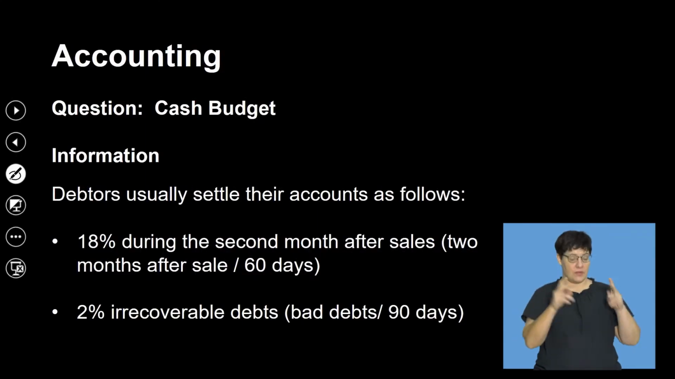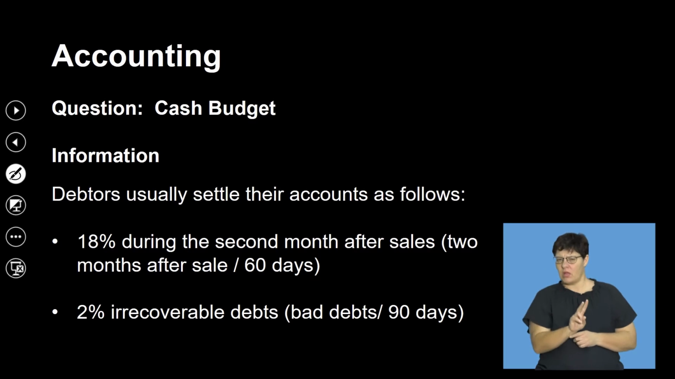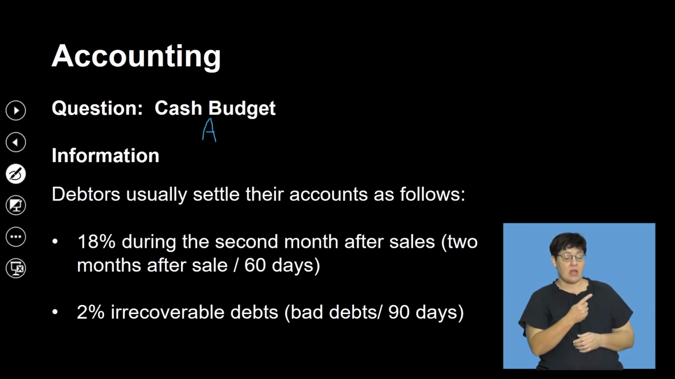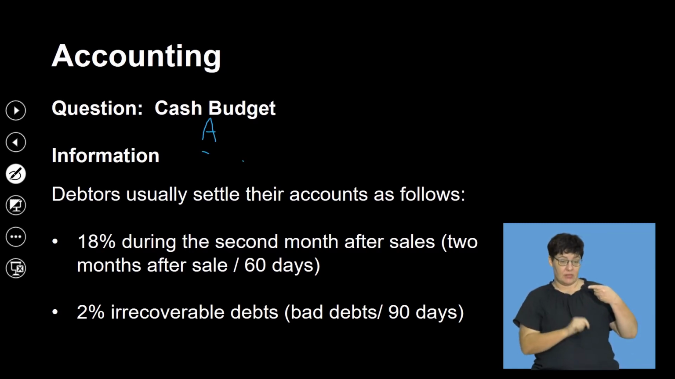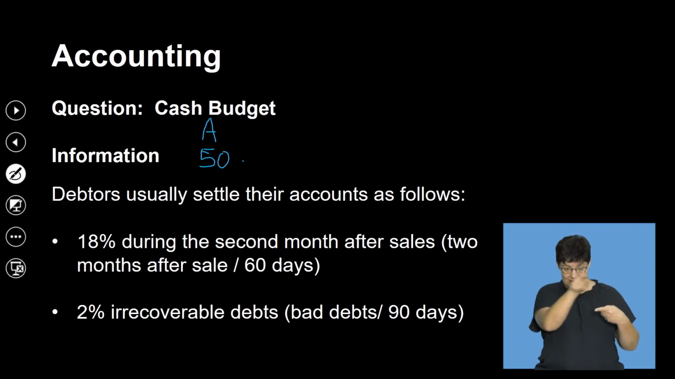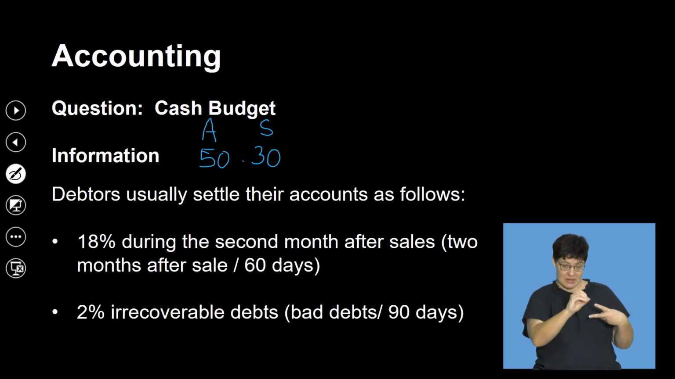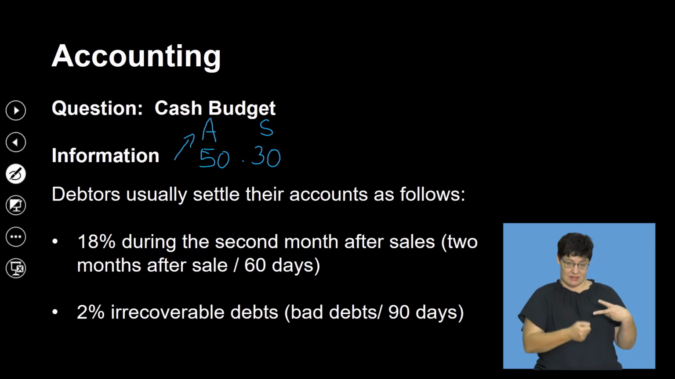Okay, guys, so let's just look at this and see at what point we are. We said that in August, we had 50% of our debtors settling, right? Then we said September was the 30% of our debtors were settling their accounts. So 50% in the month of sale, as you can see, August, 50%. September was 30%, they're settling in September.